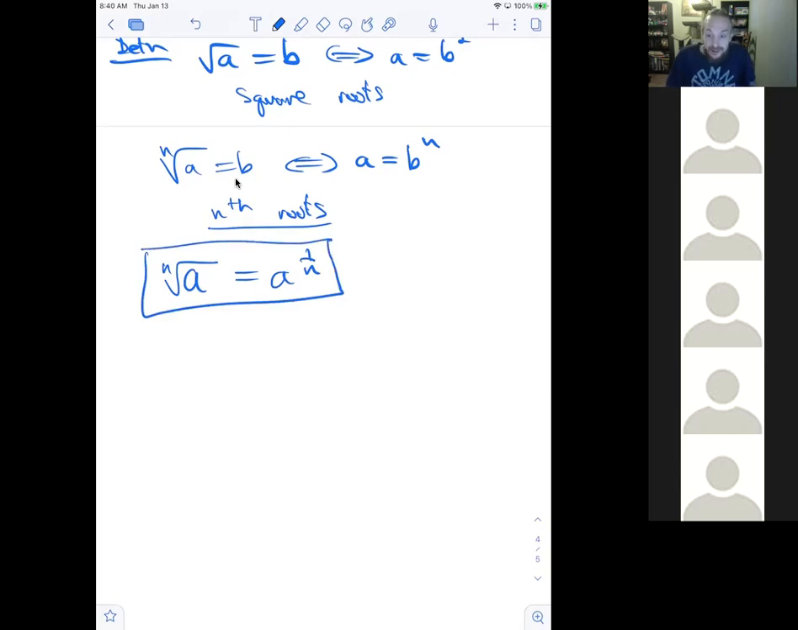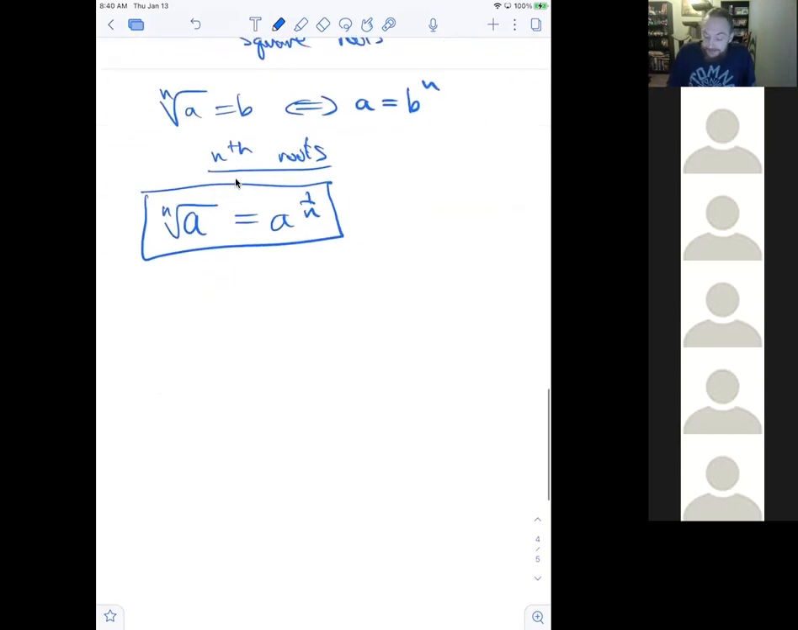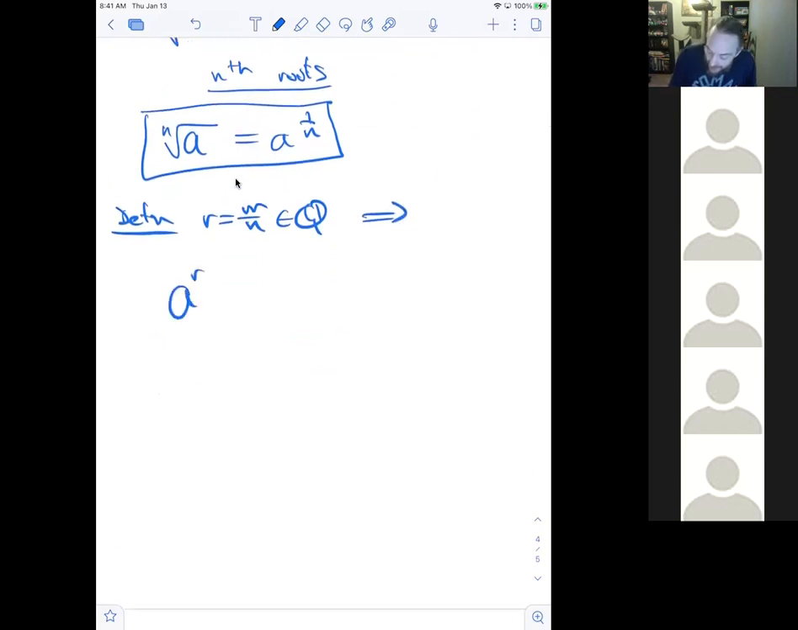because now we can compute fractions. So definition: if r equals m over n is a rational number, then a to the r is equal to a to the m over n, which is by definition the nth root of a to the power m. So we now know how to compute rational numbers.